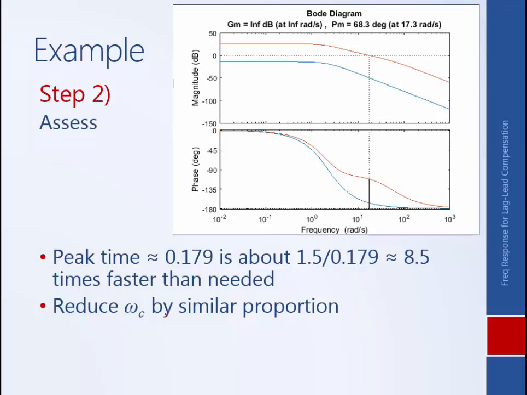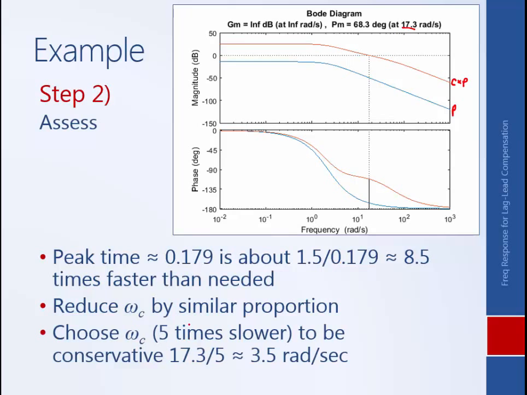So if we look at the Bode plot, this blue line was the plant all by itself. The red line is our lead compensator with our plant. And so for this lead compensator, we achieved an open loop crossover frequency of 17.3 radians per second. We're going to use this as corresponding to a peak time of 0.179. And so what we're going to do is decrease the crossover frequency in a similar proportion to the amount that we want to decrease the peak time.